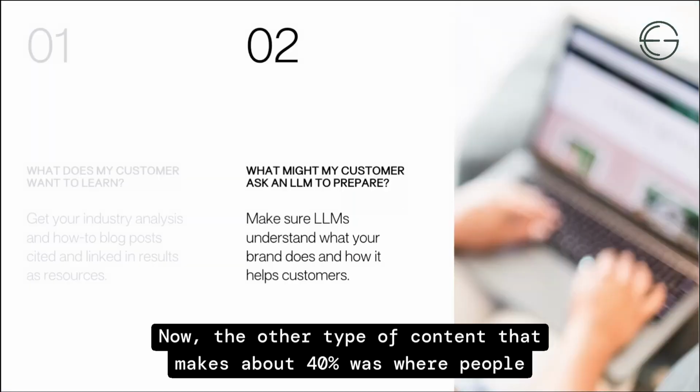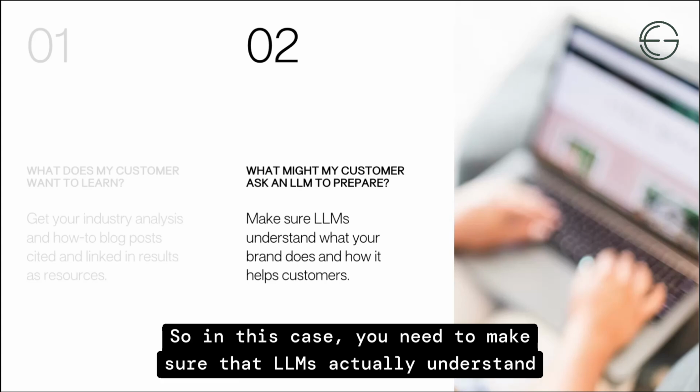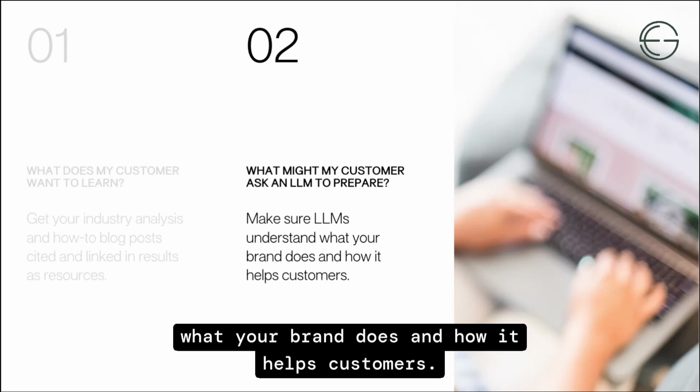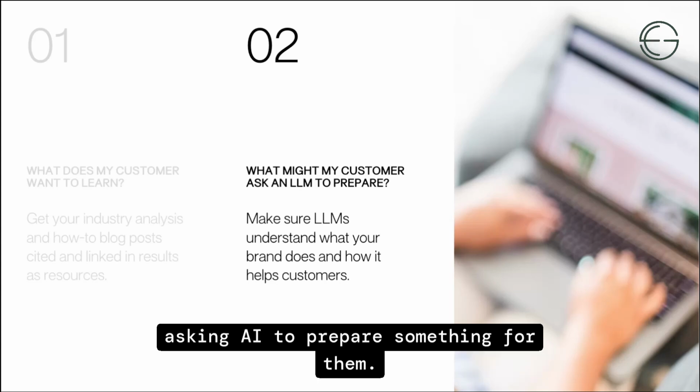Now, the other type of content that makes about 40% was where people are asking the LLM to prepare something for them. So in this case, you need to make sure that LLMs actually understand what your brand does and how it helps customers. Now, you won't be able to appear in every single result that is someone asking AI to prepare something for them.